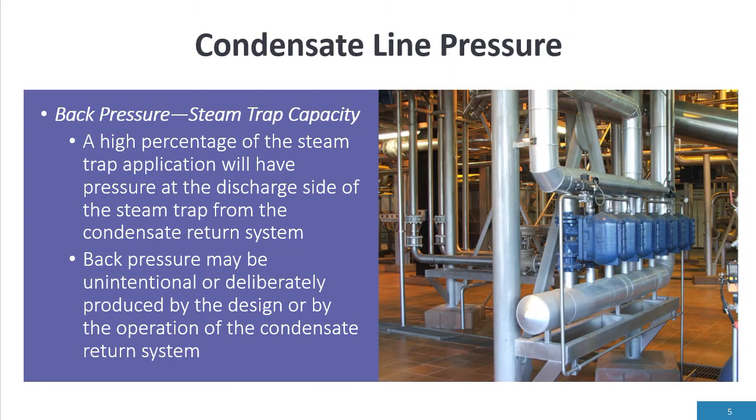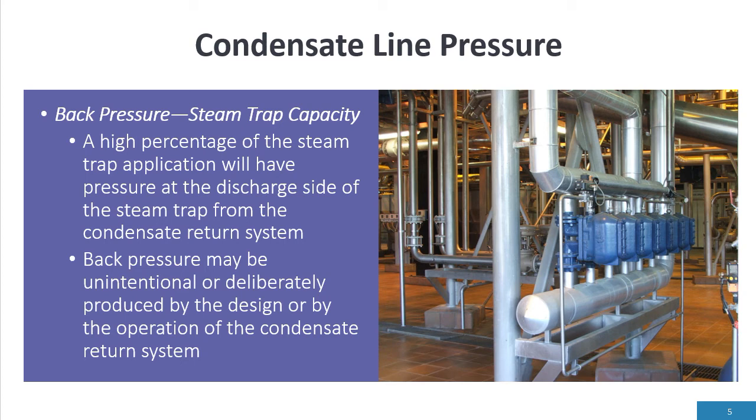Now, back pressure in the steam system. The back pressure is always going to be there in the steam system. It can be intentionally designed or because of the installation. A high percentage of the steam trap applications are going to have pressure on the discharge side of the steam trap. That is a given. One of the biggest problems we have in steam trap sizing is we don't know the back pressure against the steam trap. And probably in 95% of condensate systems, there is back pressure.